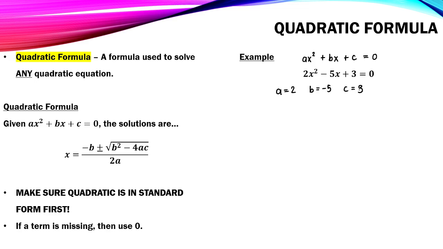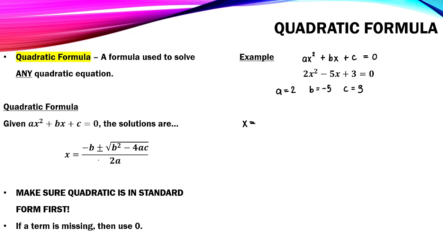So once I know those things, all I'm going to do is plug those into my quadratic formula, which is this big thing right here. So anytime I see an a, I'll put in 2. Anytime I see a b, negative 5, and c, 3. So let's try it out.